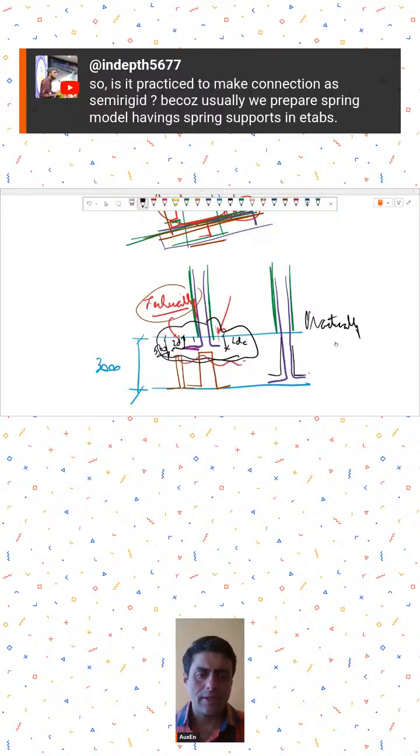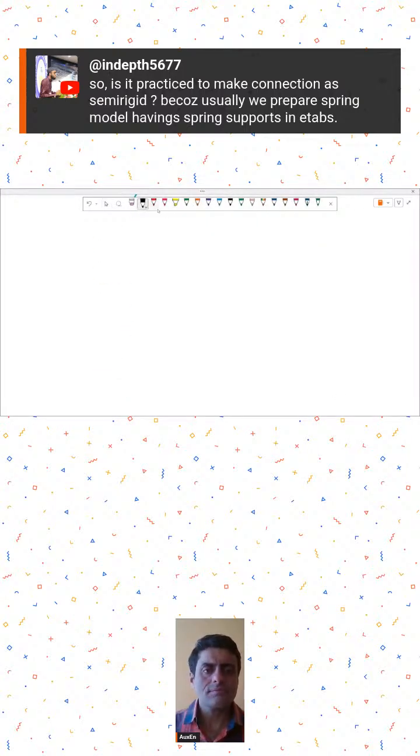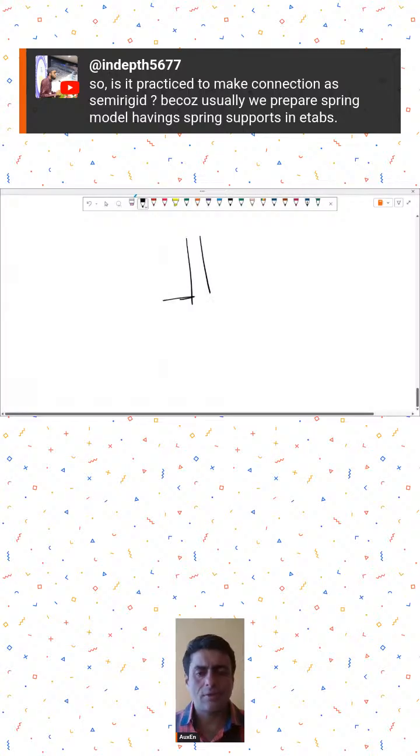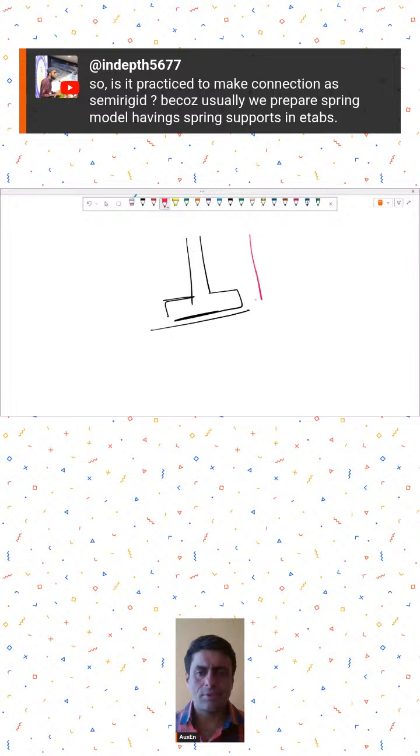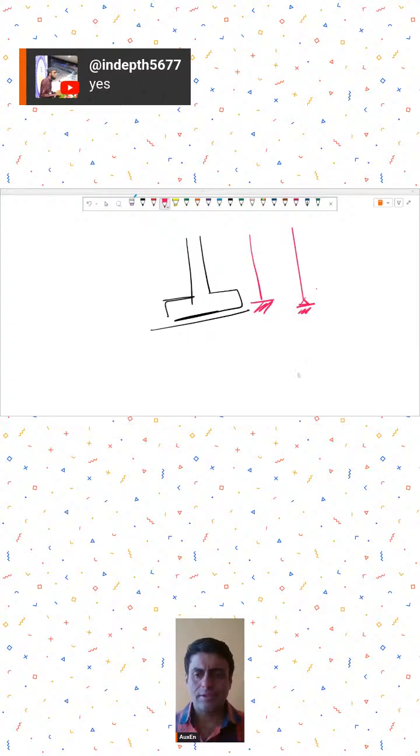Is it practical to make connections as semi-rigid, because usually we prepare a spring model having spring supports in E-tabs? You may do, actually. What happens is that this footing to column junction you are asking about, whether to design it as a fixed support or a pin support, is this what you're asking? I think this is what he's asking. Yes. So that is a mixed opinion.